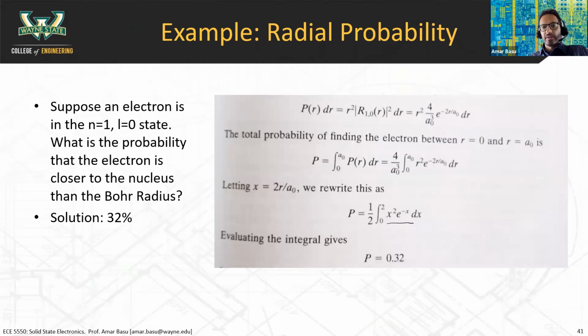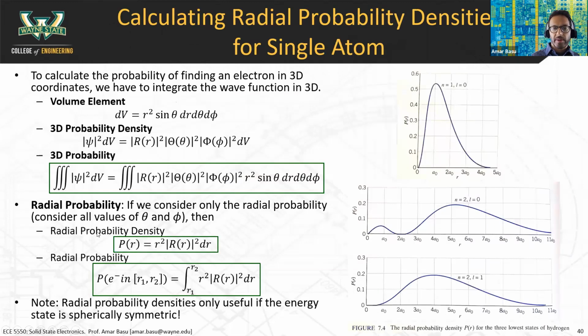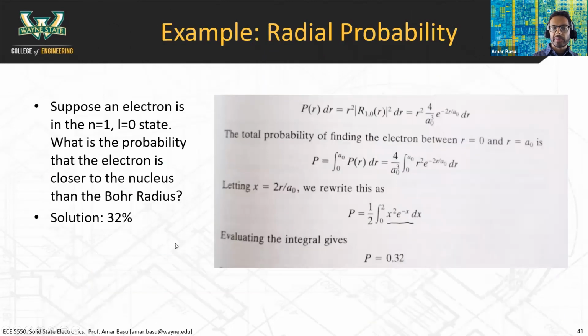So this example here, let's see if we have enough time to go over it. I'll just touch on it. Suppose an electron is in the n equals 1 and L equals 0 state. You'll have a problem very similar to this in your homework. So you start off with the equation for P of r. It tells you the radial probability density. This is the part that you look up on the table. Okay, so you have your r squared. This is the portion that came from the table. And then you have your dr over here.